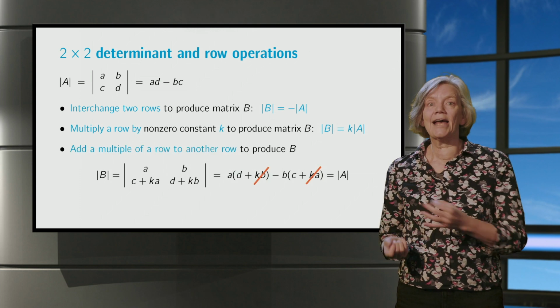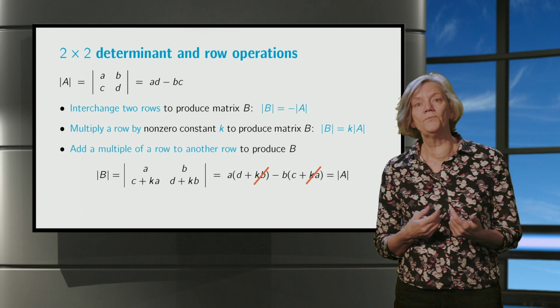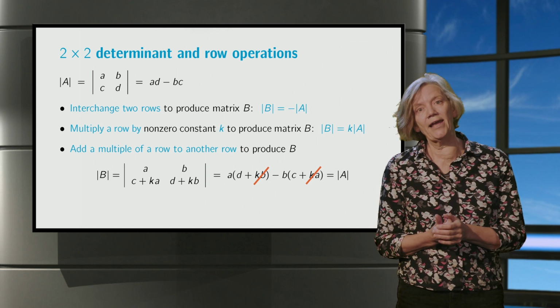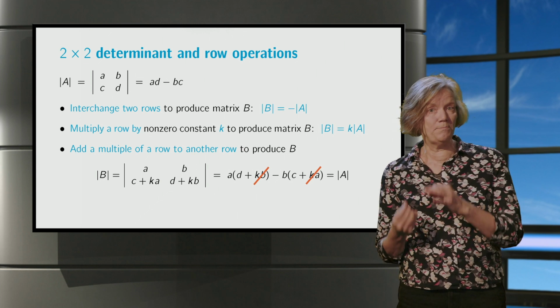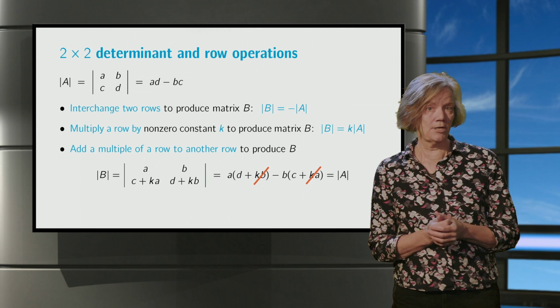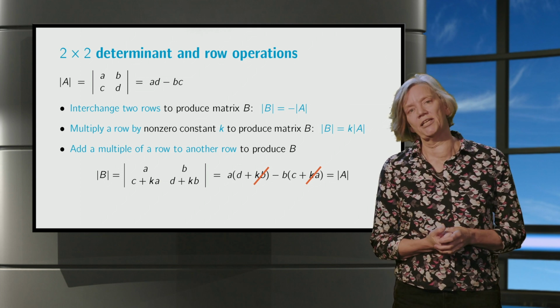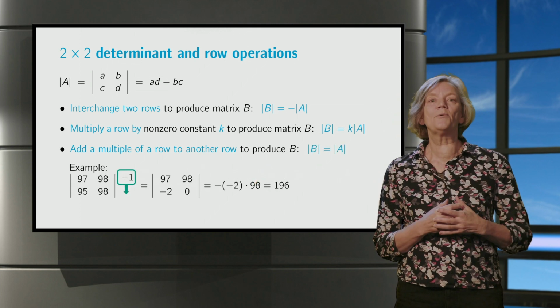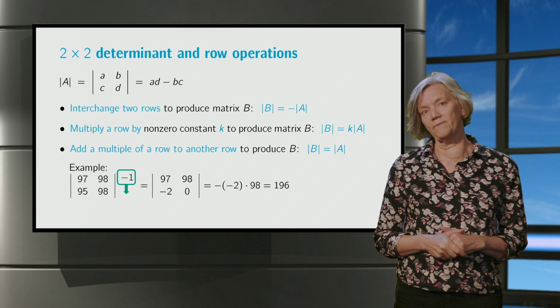Finally, you can add a multiple of a row to another row. The terms plus AKB and minus BKA cancel, so the determinant does not change. Here's an example of the use of this row operation.